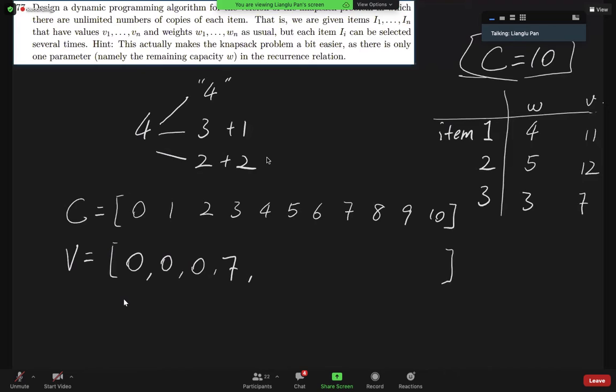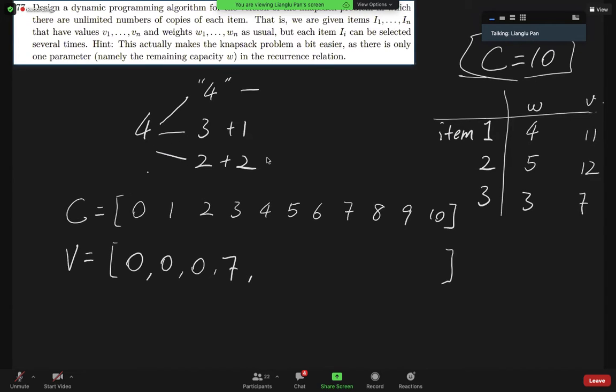And looks like we don't need to do any other splits because we may do 1 plus 3, but 1 plus 3 will be same as 3 plus 1. So I think if we have capacity 4, we only need to consider these 3 different scenarios.